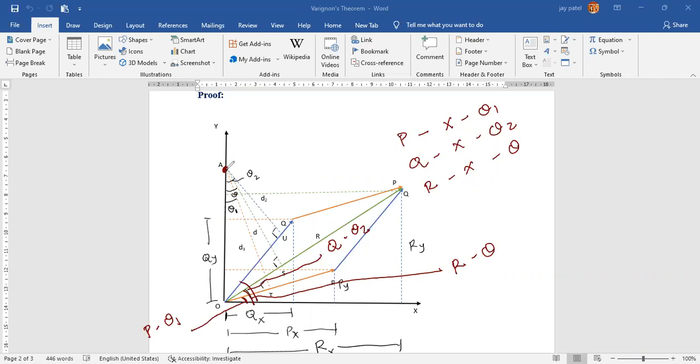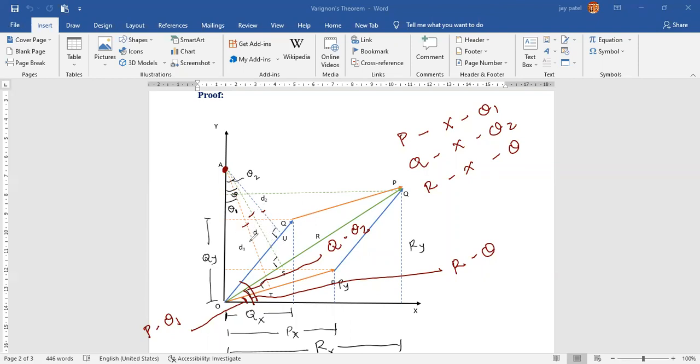Clear? How to calculate, we will see that later. Now, are you able to see the three dotted lines, 1, 2, and 3? These three dotted lines are the perpendicular distances for all three forces.